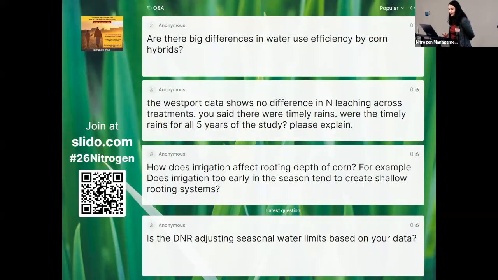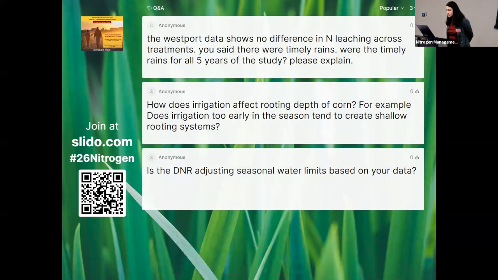First one is, are there big differences in water use efficiency by corn hybrids? That's a great question. We did not look at corn hybrids in this project. At least all 4 years had the same hybrid. But yes, the literature has shown that there are some differences in water use efficiency between corn hybrids as well, but we have not looked at those in our study here.